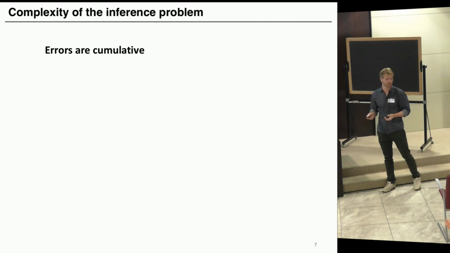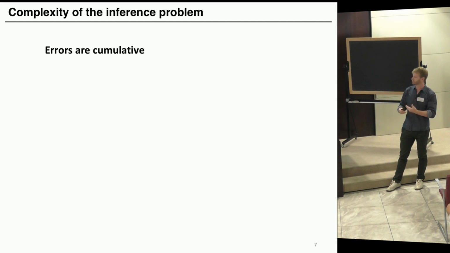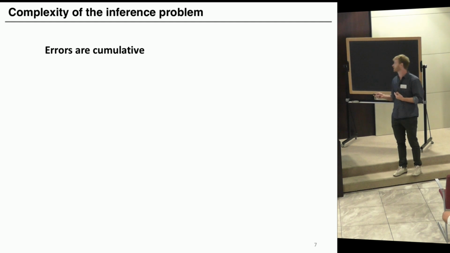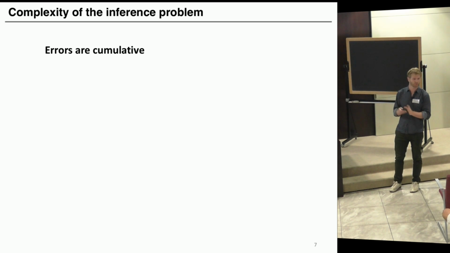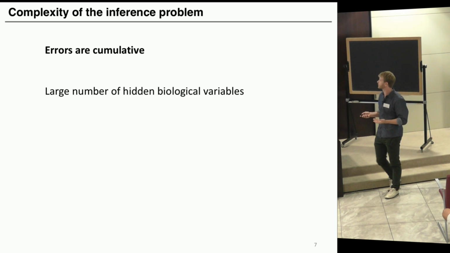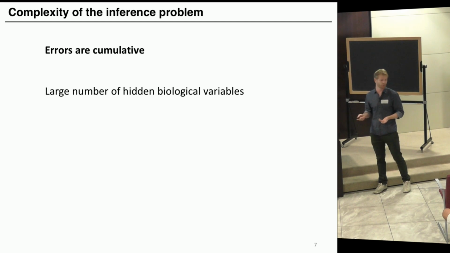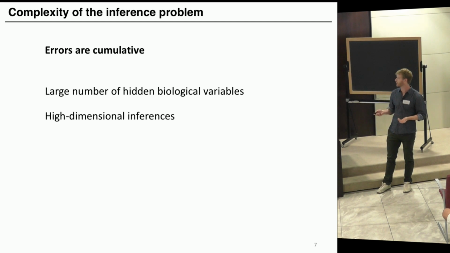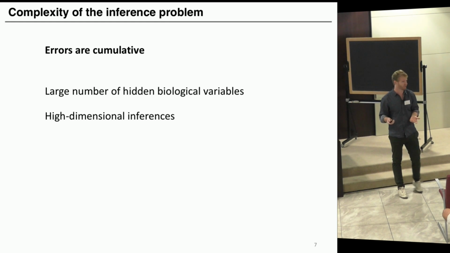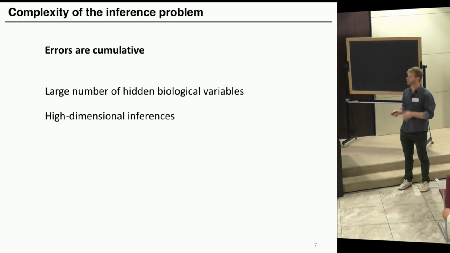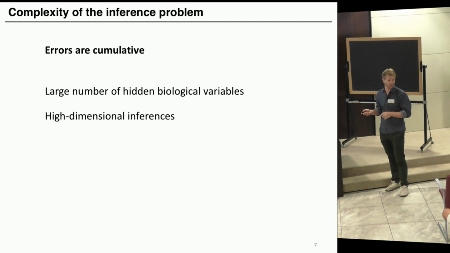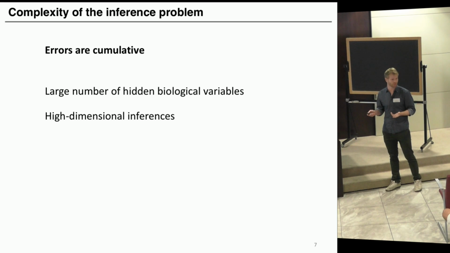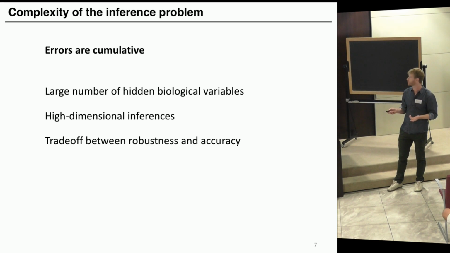And finally, the last step of complexity is in the inference problem itself. First of all, these errors accumulate through the inference pipeline, so we need to take them into account to avoid having biased inferences. From a statistical point of view, we have a large number of hidden variables. The inference is high dimensional, so we infer maps with, say, basically 2 or more parameters per cell, so we have a lot of parameters to infer, so this makes it complex from a computational point of view.